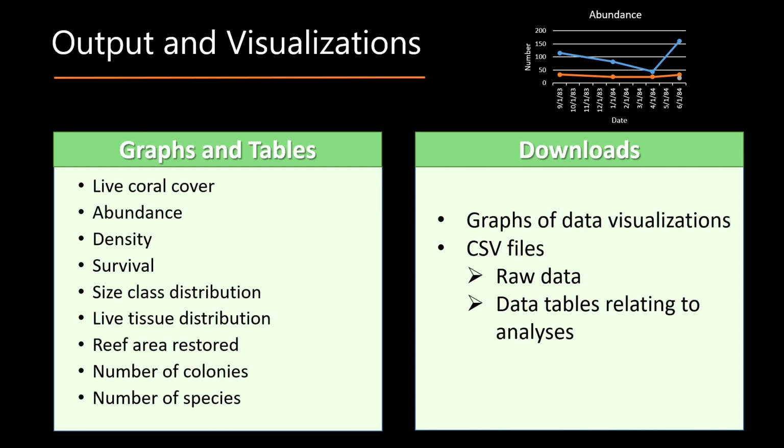As I mentioned, one of the really cool features is that the database will analyze automatically the monitoring data you enter and display simple line and bar graphs of trends over time for both your projects and your sites. So it'll make simple tables of things like live coral cover, abundance, density, survival, size class distribution, live tissue distribution, and the reef area restored. It'll also make simple tables of the number of colonies and species that you outplanted both at the site and project level. And then you can download both the raw data and the data tables relating to these analyses.